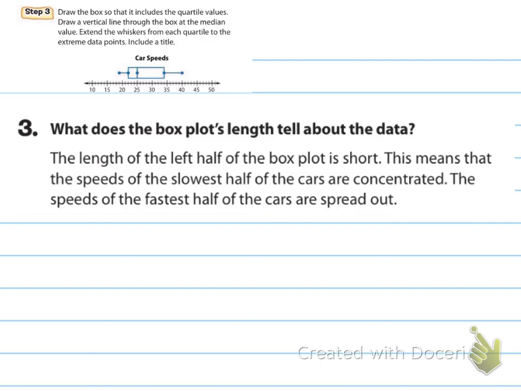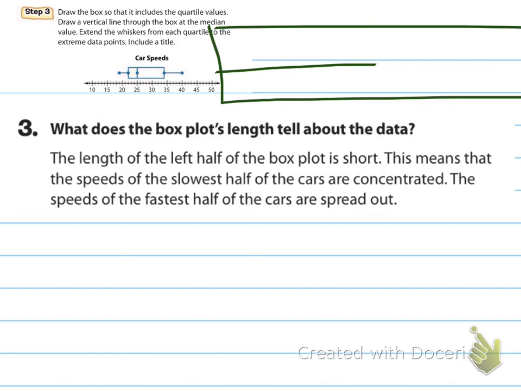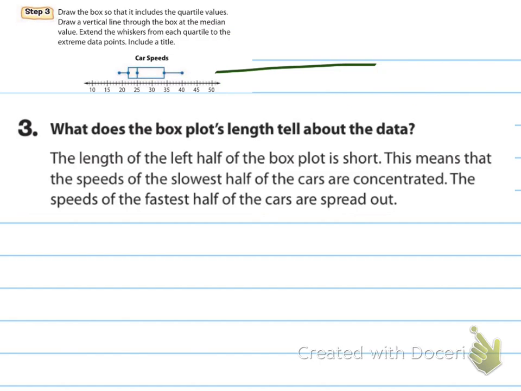What does the box plot's length tell about the data? Well, it tells us about the speeds. Let's see what they say. They say the length of the left half of the box plot is short, and that means that the speeds of the slower half are concentrated, the speeds of the faster half are more spread out. The larger the spread, the longer your whisker, or the larger your set of information in your box plot is, we're talking about it being more spread out.